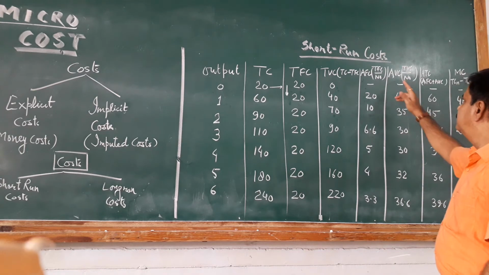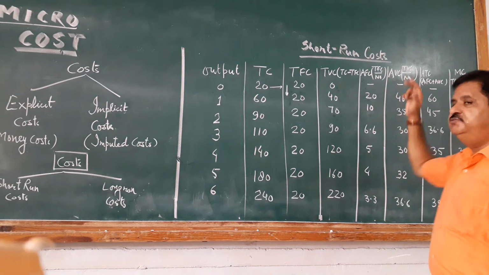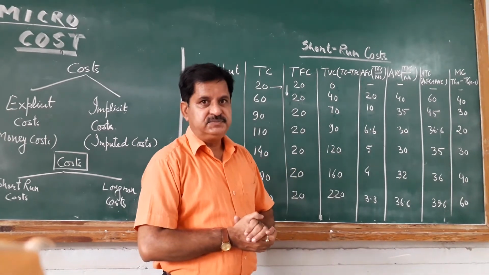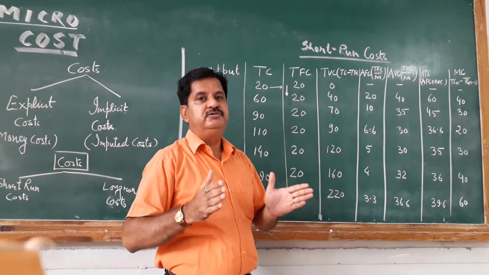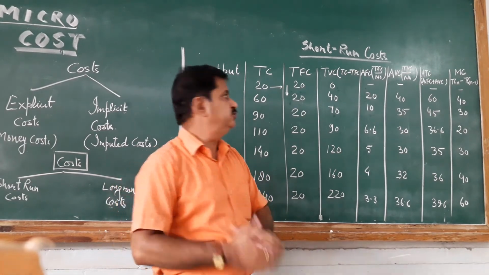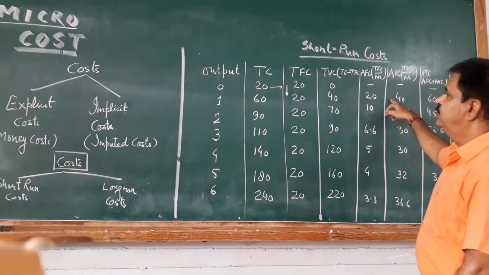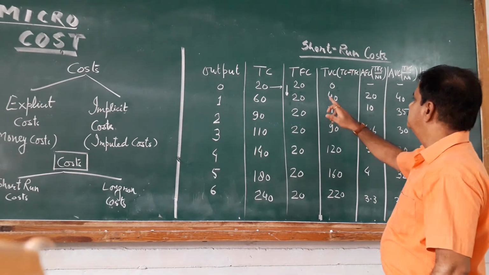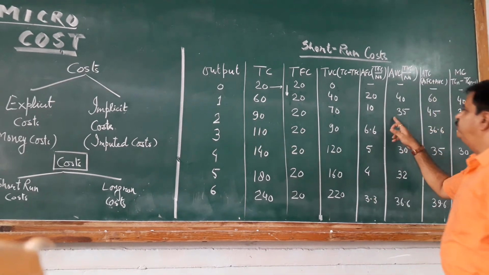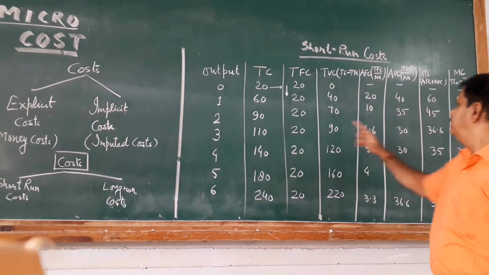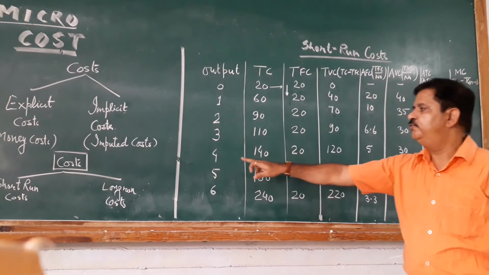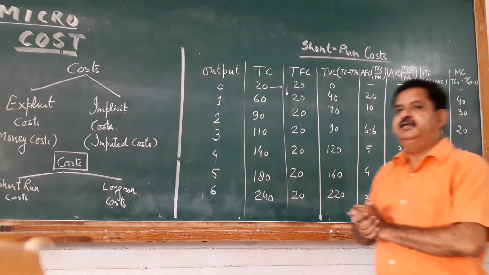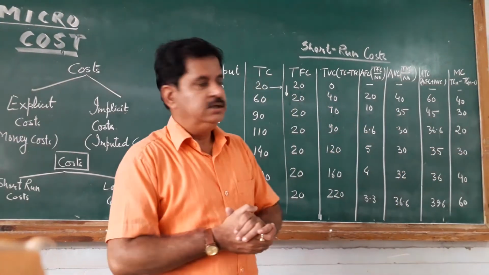In the same way, the average variable costs. Average variable costs are the per unit variable costs of production. These are found by dividing total variable costs by the number of units produced. Just you see, like this TVC: 40 upon 1 is 40, then 70 upon 2 is 35, then 90 upon 3 is 30, 120 upon 4 is 30 and so on. So in this way we will be getting the average variable costs.